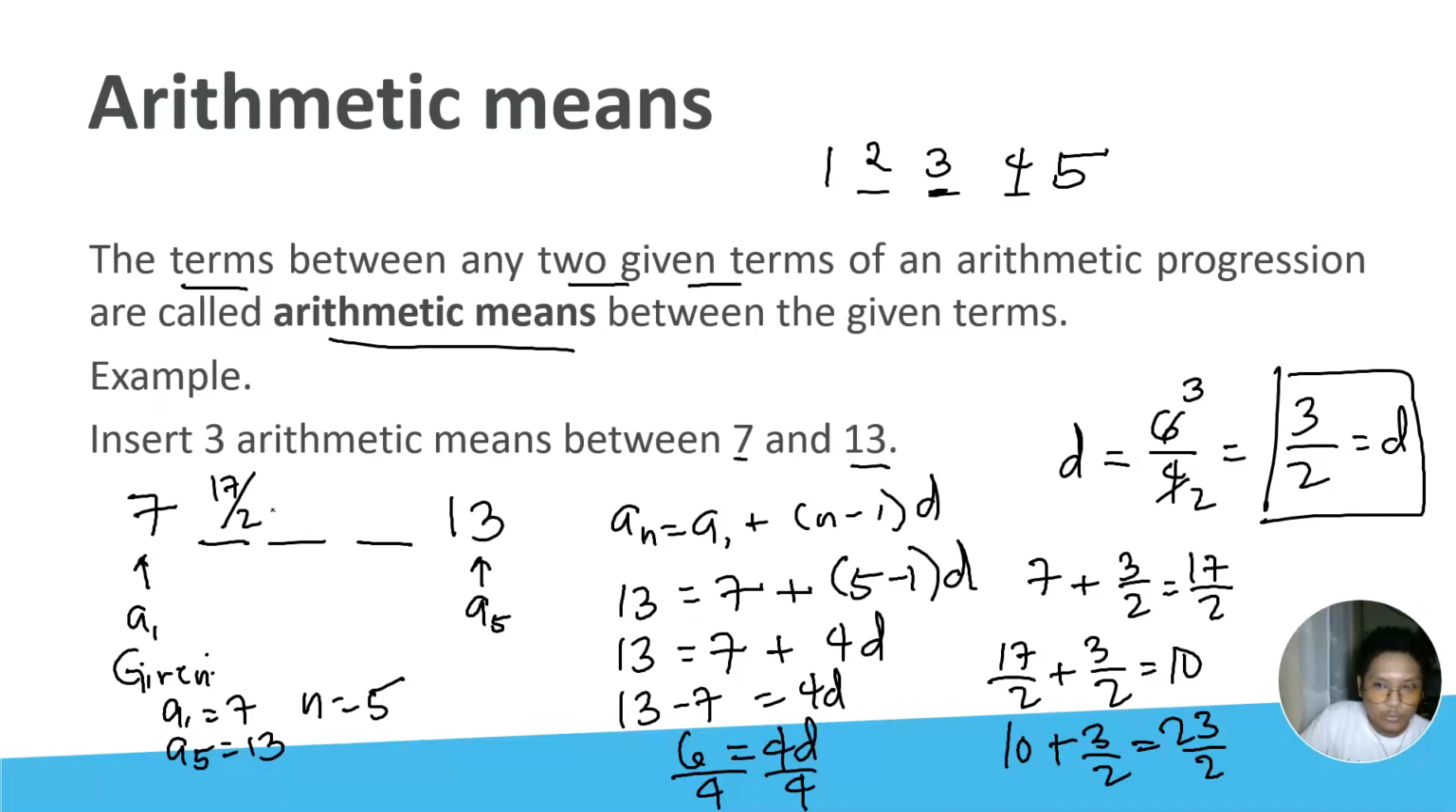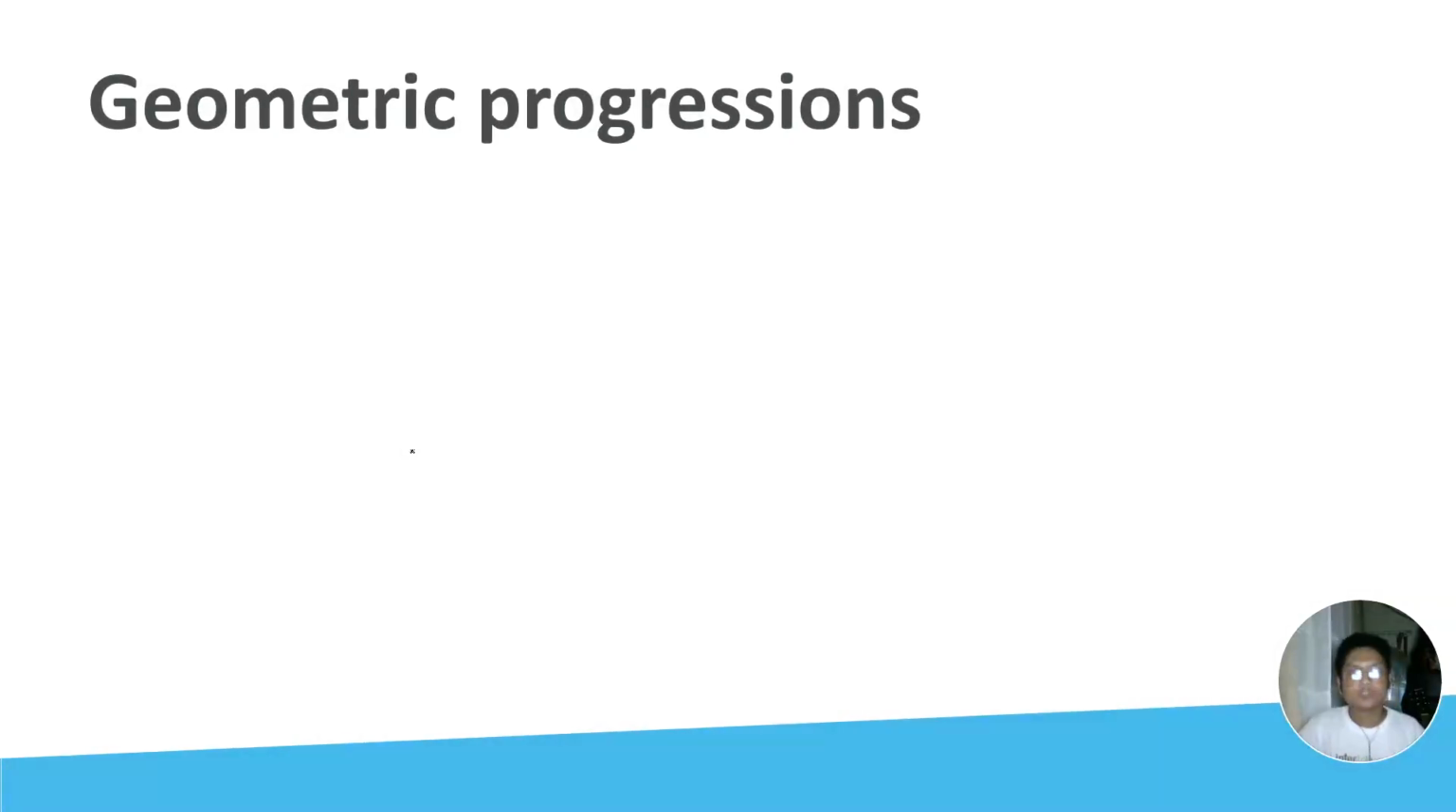17 over 2, 10, and 23 over 2. Yan ang mga sagot diyan sa arithmetic mean. So, kumbaga, hanapin mo lang yung missing terms sa isang arithmetic progression.